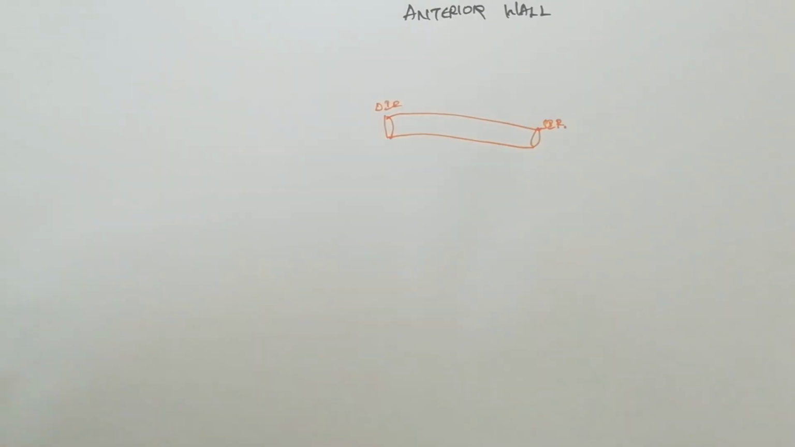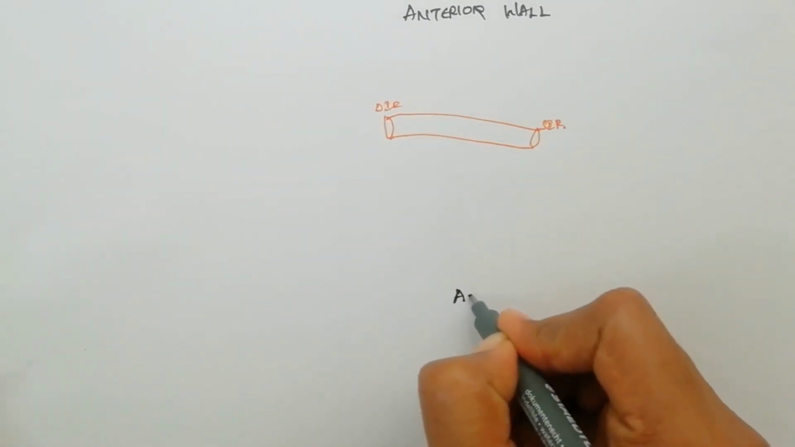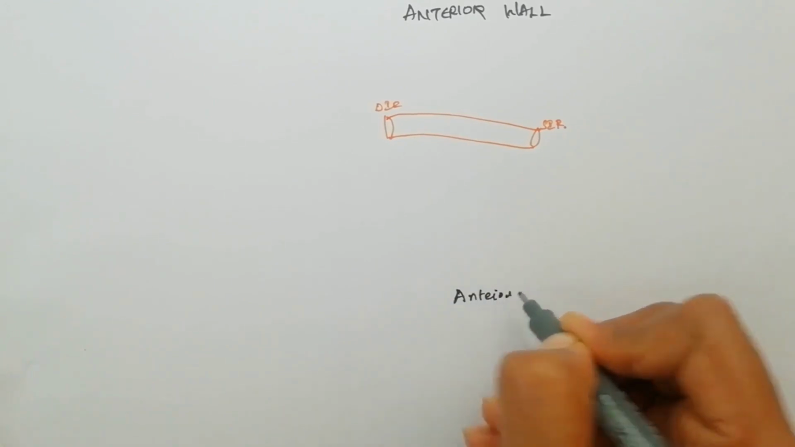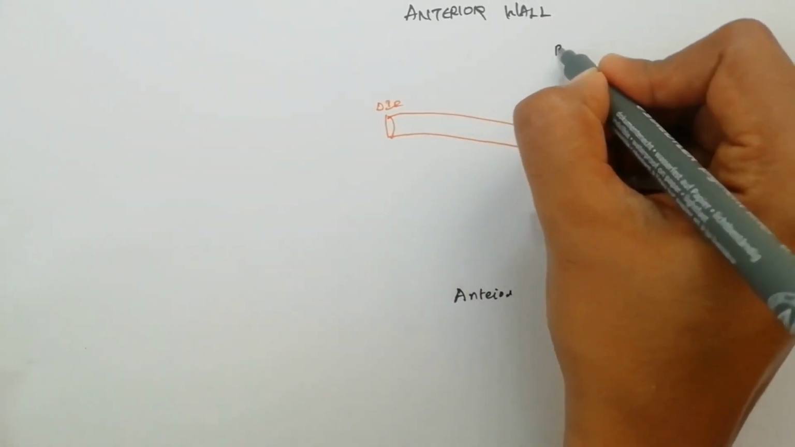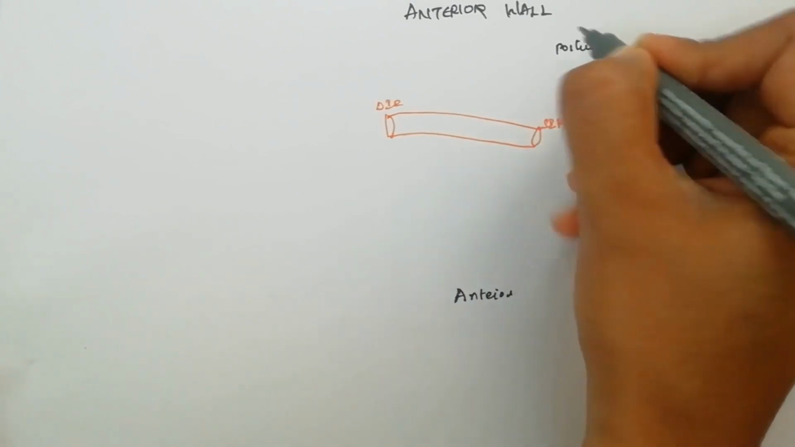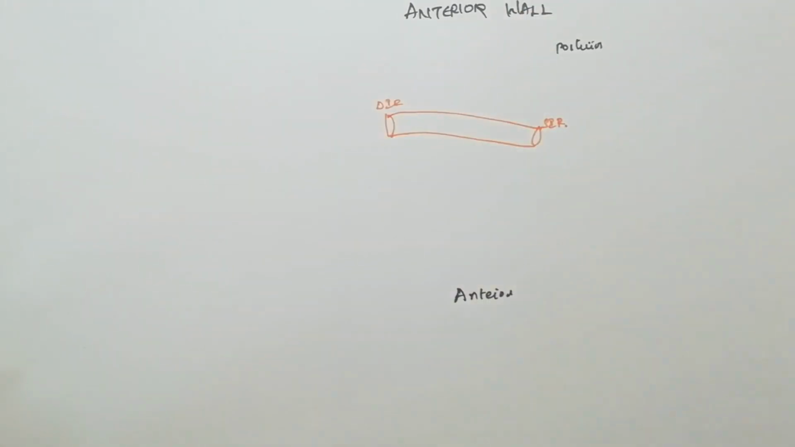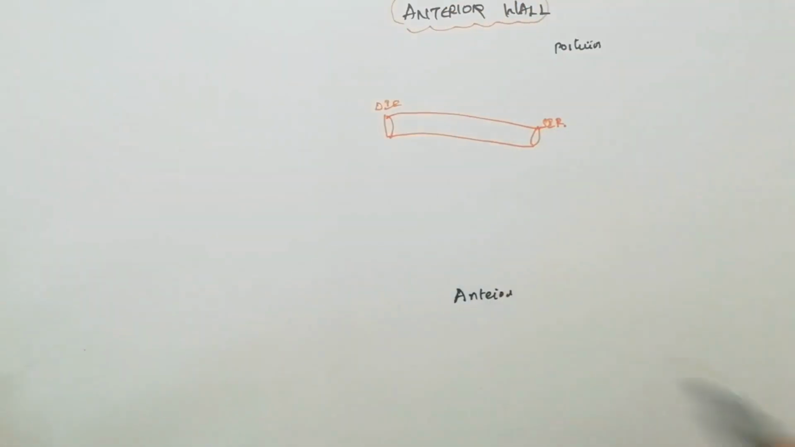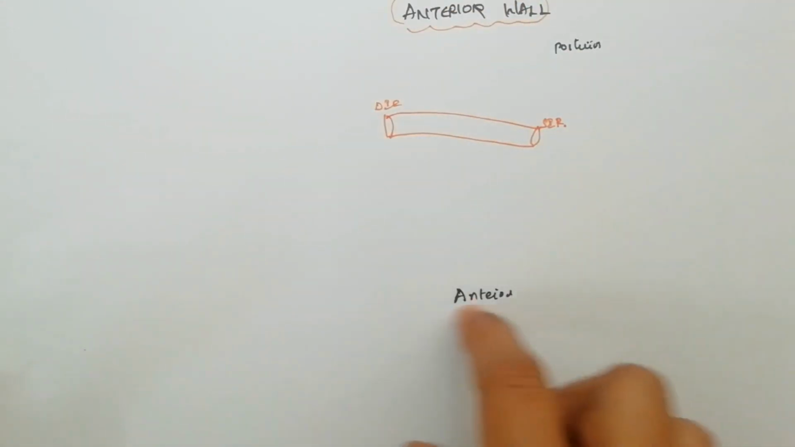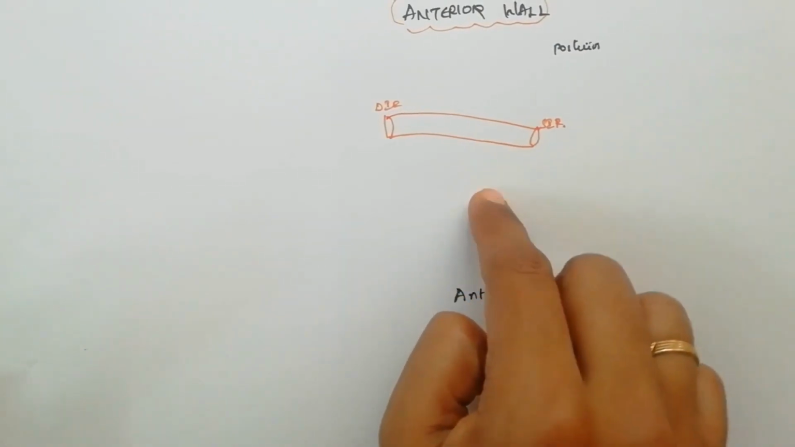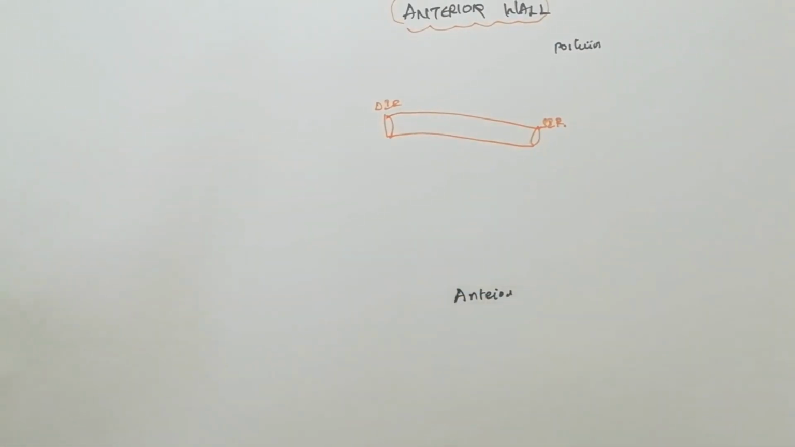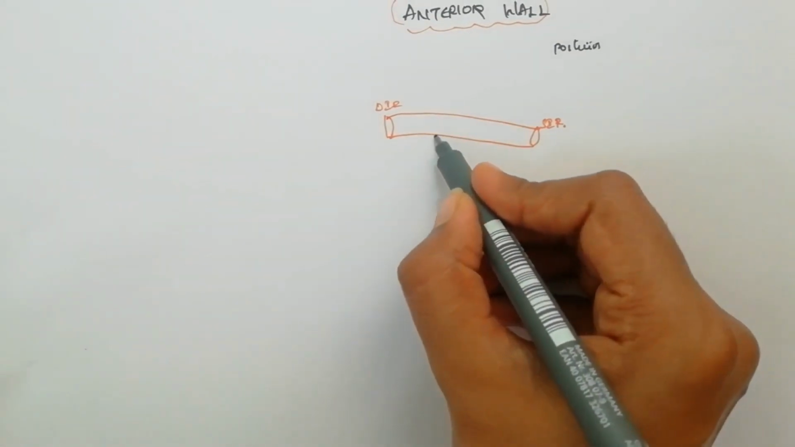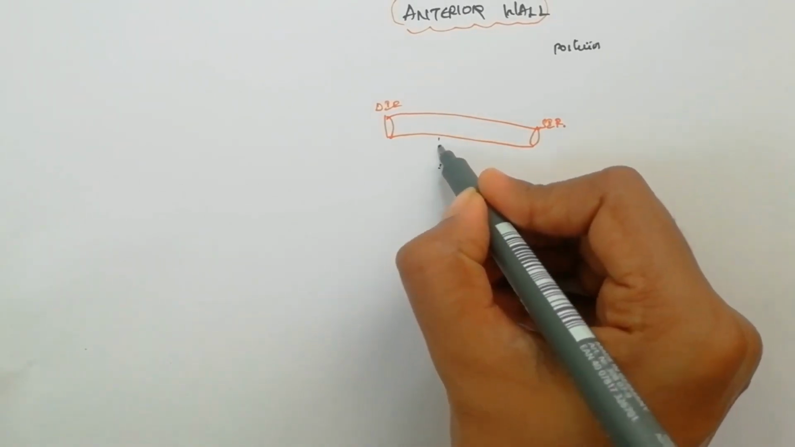Now, from above we are seeing, consider this as the anterior aspect, and behind we will be having the posterior aspect. Now we are going to deal with the anterior wall alone, and about this only we are going to deal in detail. In the anterior aspect of the inguinal canal, what are the structures present, we are going to see. For this we are dividing it into medial and lateral aspect, just imaginarily.